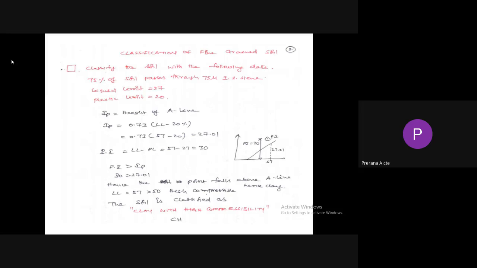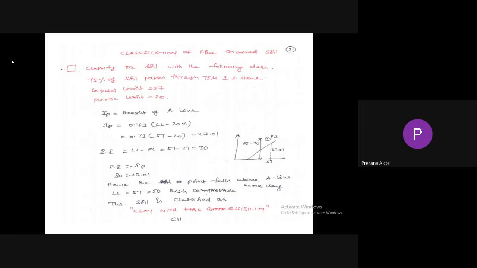Now find out the plasticity index. Plasticity index is equal to liquid limit minus plastic limit. So liquid limit 57 minus plastic limit. The plastic limit here is 27. Take it as 27, I have taken 20 in the problem, so it is 27. So 57 minus 27 equals 30.